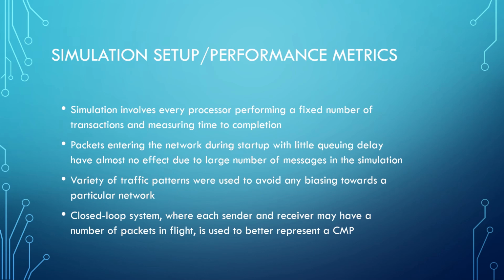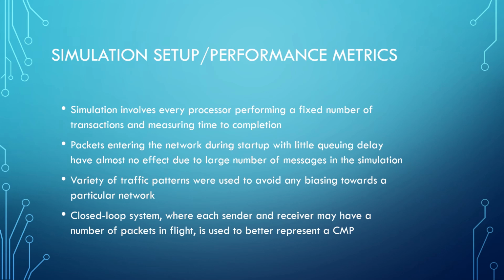And a bit more simulation setup. The simulation involved every processor performing a fixed number of transactions and measuring time to completion. I believe it was more than 1,000 messages. Packets entering the network during startup with little queuing delay had no effect on the overall completion time, because a large number of messages passed through the network during the simulation time. A variety of traffic patterns were used to avoid any biasing towards a particular network topology. Some of the patterns used were bit reverse, nearest neighbor, tornado, and uniform random.